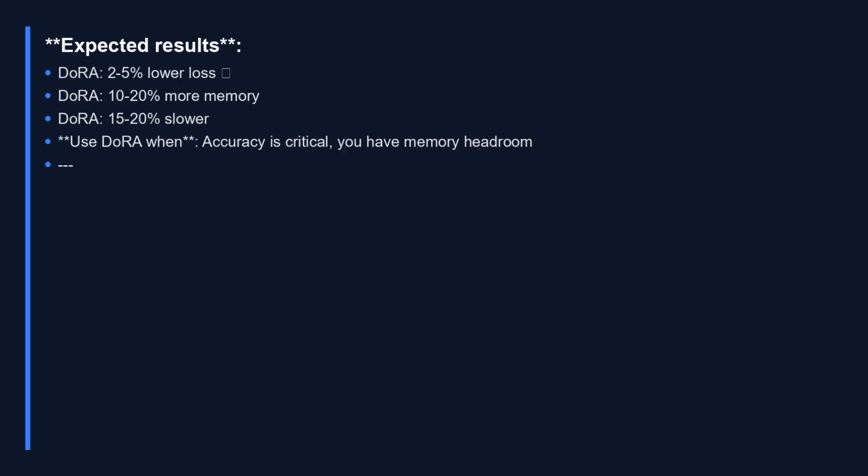What the benchmark typically reveals: DoRA achieves 2 to 5% lower final loss, uses 10 to 20% more memory, and takes 15 to 20% longer to train. The decision rule is straightforward. Reach for DoRA when accuracy is the primary metric and you have the memory budget to absorb the overhead.